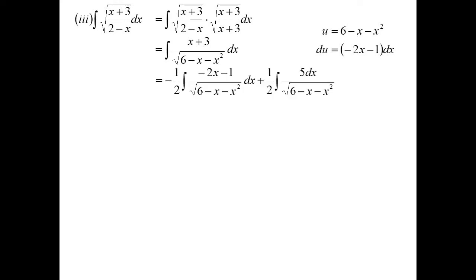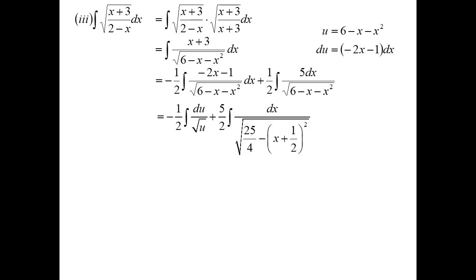The first integral, I want to create the derivative on top. The derivative would be minus 2x minus 1. Originally I had 1x, so I've got to multiply that by minus a half. What's that done to my constant? My constant's now plus a half. We want plus 3. So I have to add another 5 on 2. Now, why I put the 5 in the integral and the half outside the integral there, I don't know. I could have just as easily written 5 on 2 out the front. It doesn't really matter, I suppose.